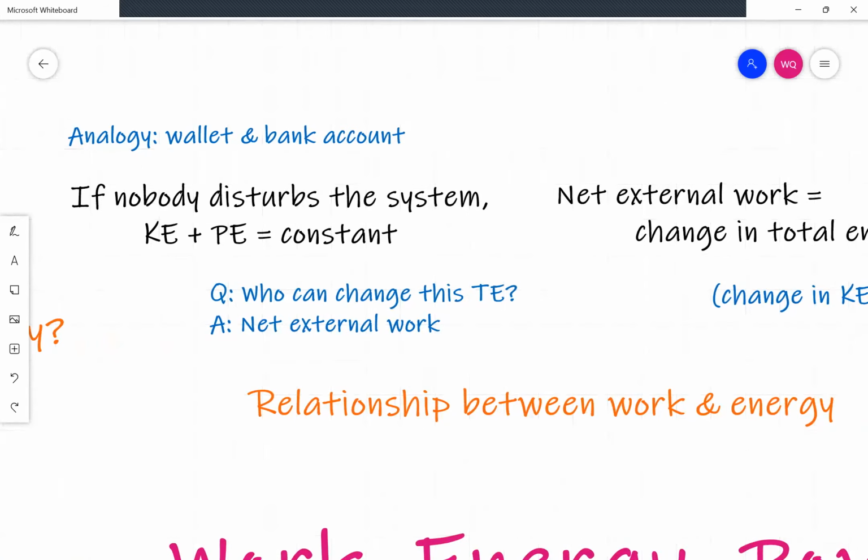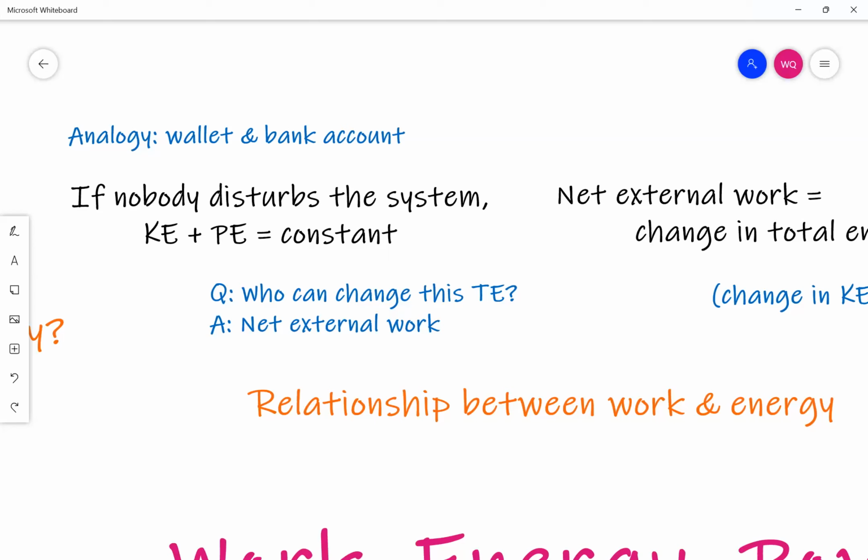Now, let's think about this analogy of a wallet plus bank account. Suppose you have $1,000 in your wallet. Anytime you wish to go to the bank and put in some money, maybe you put in $500, then you realize that your wallet will have less. Where does it go to? It's in the bank. We understood this so far.